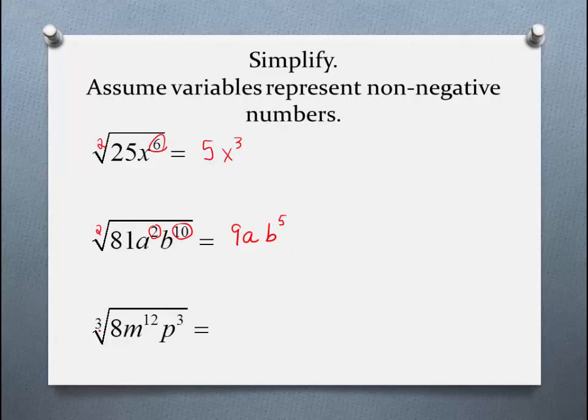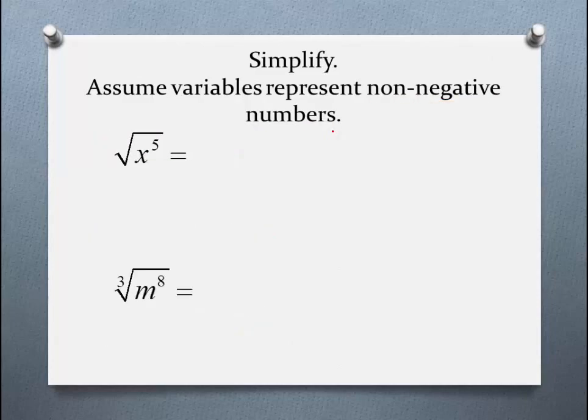And for the last one, cube root of 8m to the 12th p cubed, cube root of 8 is 2, cube root of m to the 12th is m to the 4th, and the cube root of p cubed is p to the 1st. Now you might notice that I did not include any absolute values in my answer here, and that's because I've already been told that the variables are not negative, so I don't need to put absolute values to guarantee that.